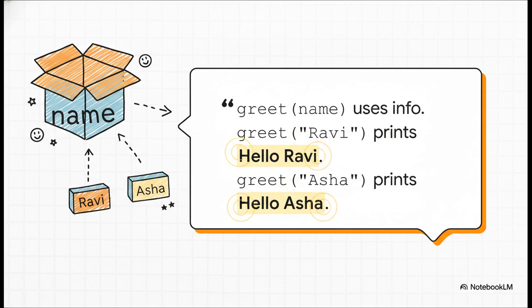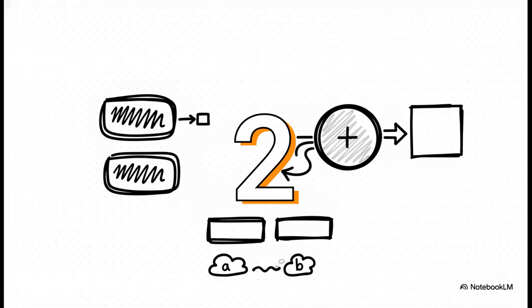Then when we call it with Asha, her name goes in instead. See? It's the exact same function, but now we get a totally personalized result every single time. And the best part is, we're not stuck with just one input box. A function can have as many of these parameters as it needs.